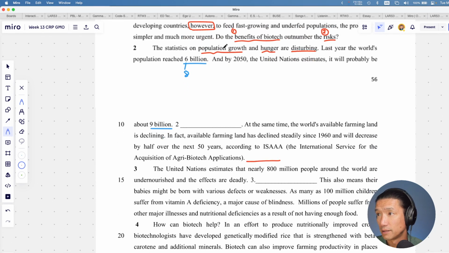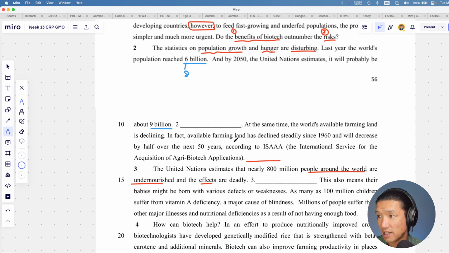Okay? So this was about more general information. We're kind of giving some data about the crisis that's happening. The United Nations estimates that nearly 80 million people around the world are undernourished and the effects are deadly. So we're going to talk about here people being undernourished, people around the world are undernourished, and the effects of it. Okay? So, a concluding sentence that would also sum up this quote, this statistic.